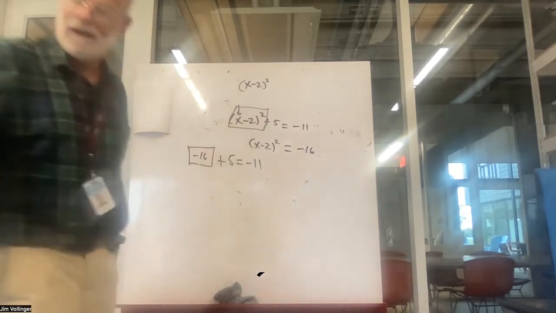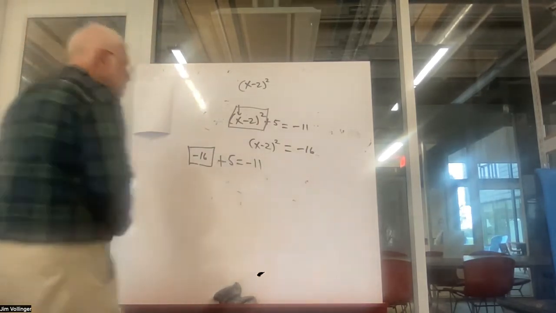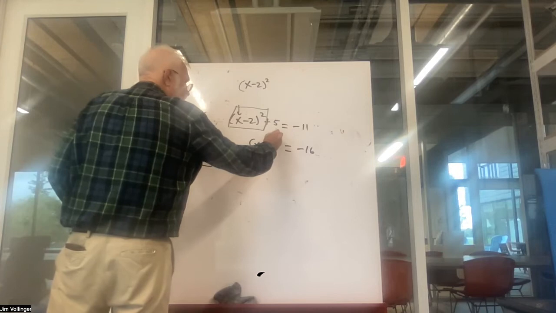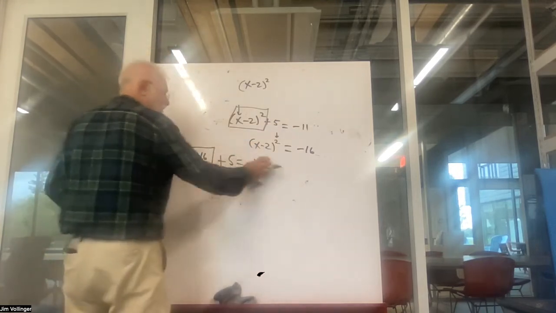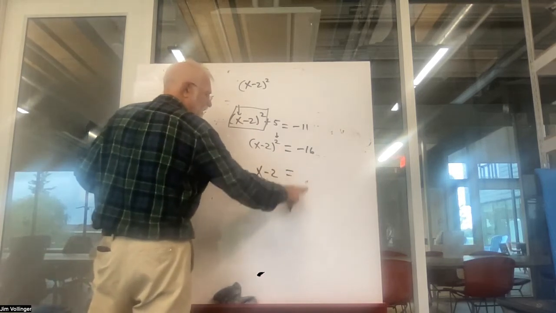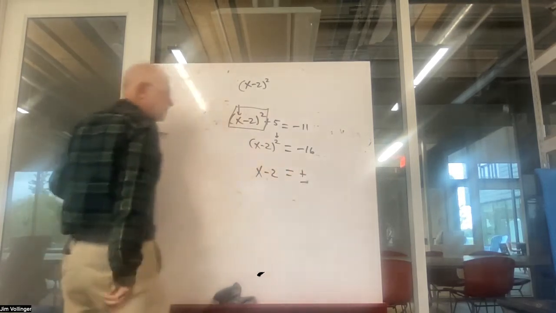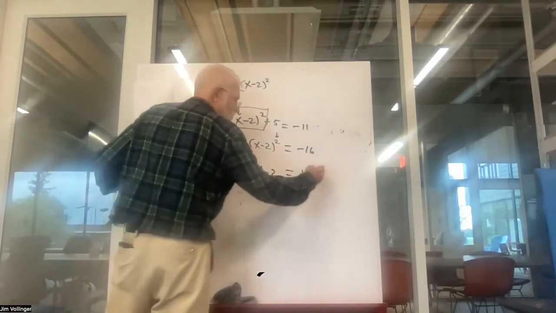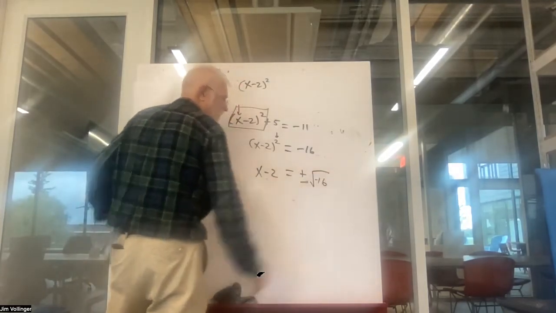Now, how do we isolate x minus 2? Because we got to get rid of squaring. What undoes squaring? Square rooting. And most people forget to say plus minus for most of the semester. Maybe you won't, but odds are you will.